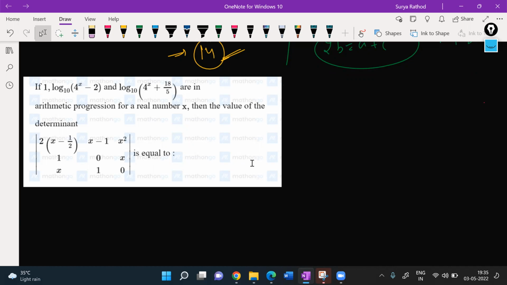What is the arithmetic progression condition? Twice the middle term is equal to the sum of the extremes. So 2 times log of 4 to the power of x minus 2 base 10 is equal to 1 plus log of 4 to the power of x plus 18 by 5 base 10. Solve that. A somewhat lengthy calculation, but easy.